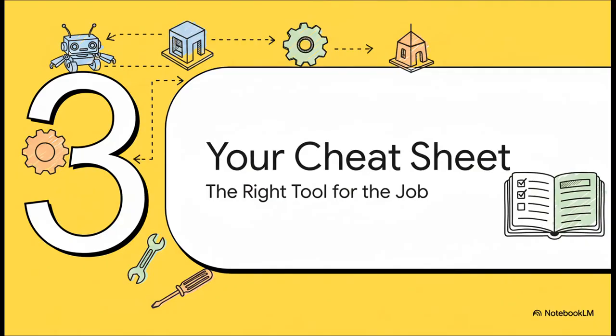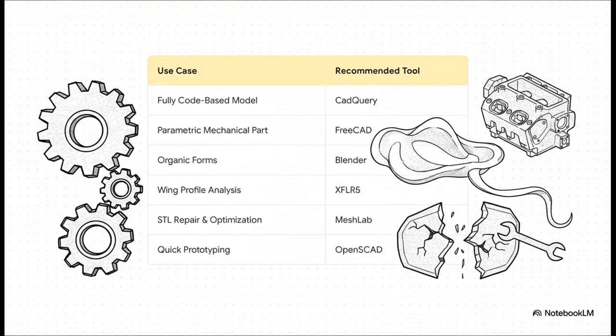Okay, I know that was a lot of information. So how do you choose? Don't worry, we've distilled it all down into a simple cheat sheet to help you match your project to the perfect program. This table is your quick start guide. Need to design a precise parametric mechanical part? The chart points you directly to FreeCAD. What about something organic and sculpted? That's a job for Blender. Need to fix a broken 3D model file, that STL file that you downloaded? MeshLab is your expert. Just find your task and you'll find your tool.